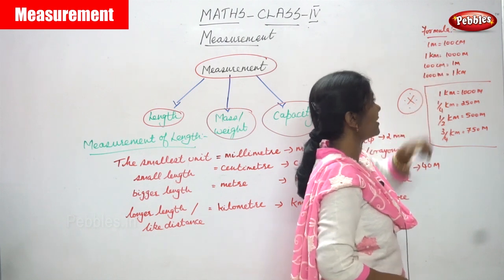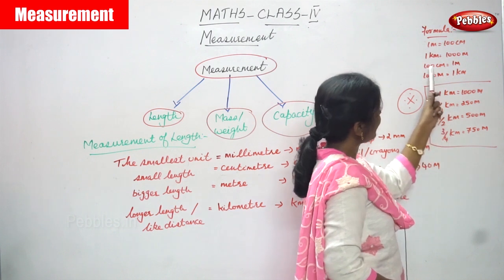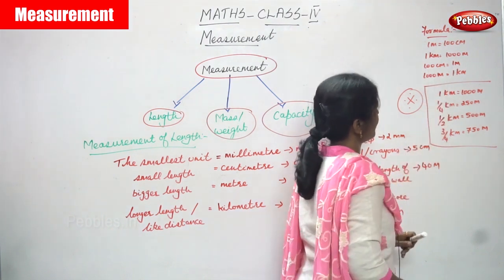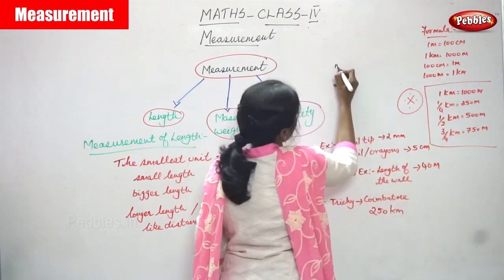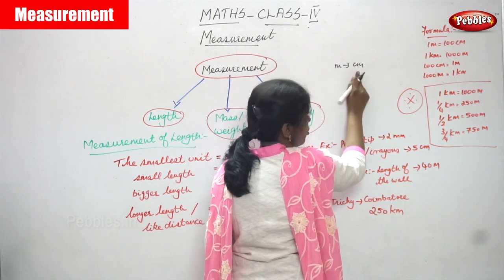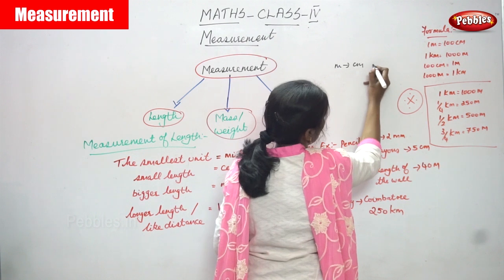1 meter is equal to 100 centimeter. 1 kilometer is equal to 1000 meter. And 100 centimeter is equal to 1 meter, and 1000 meter is equal to 1 kilometer. So meter to centimeter: meter is a bigger unit, and centimeter is a smaller unit.